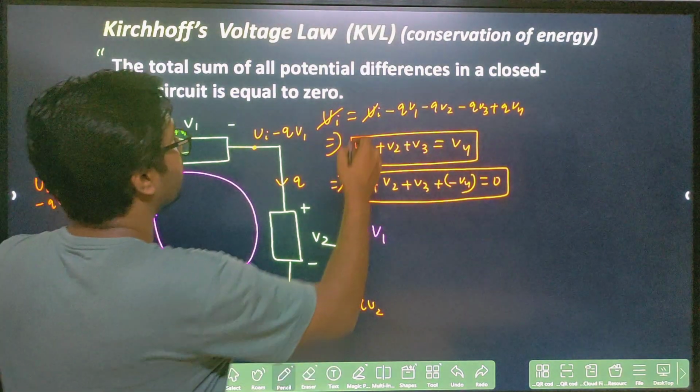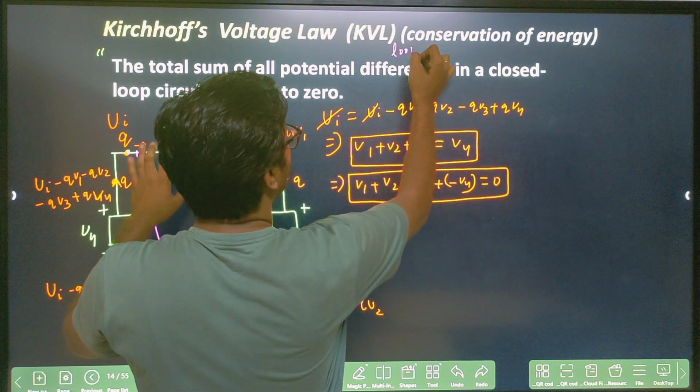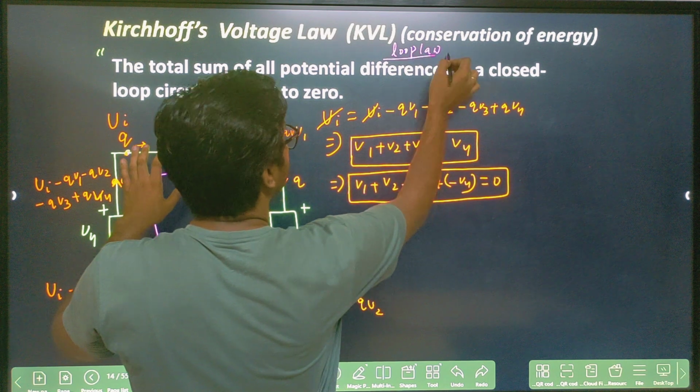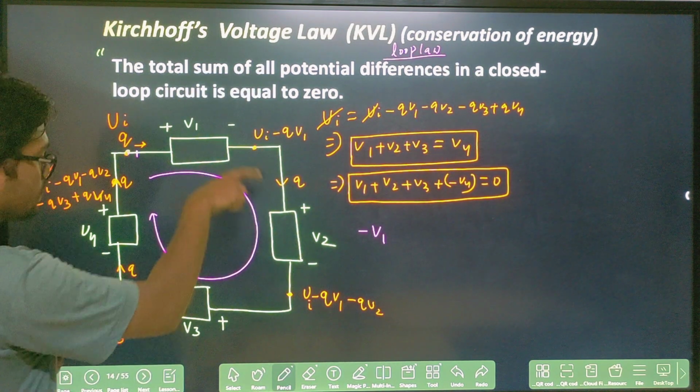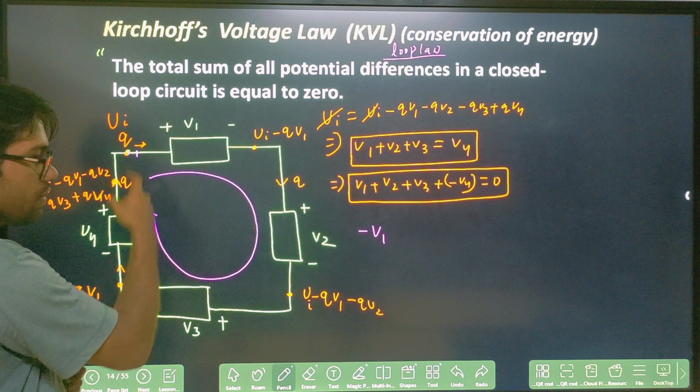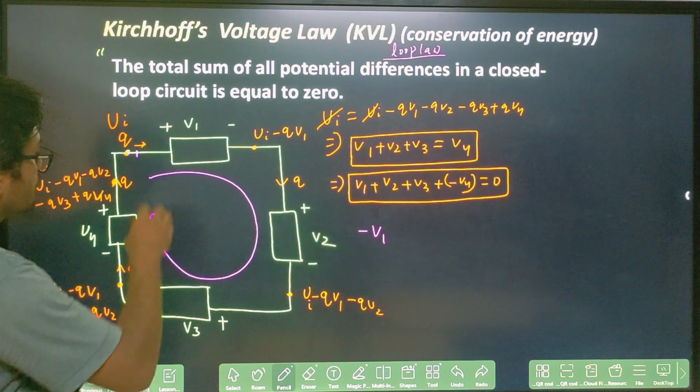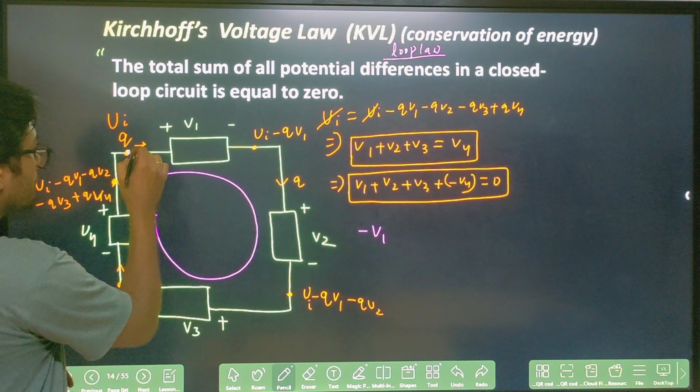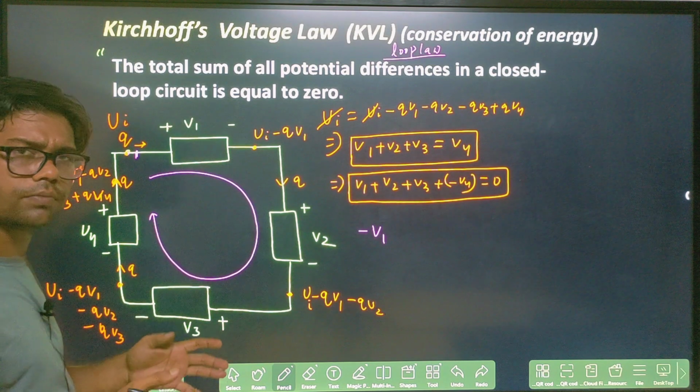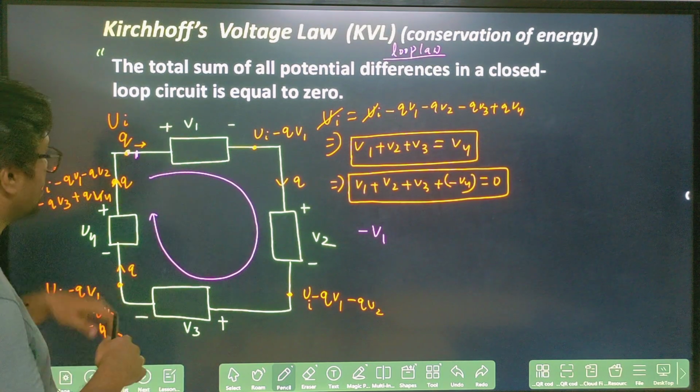That's why another name is also loop law. This loop I have taken, right? This clockwise loop I have taken. So here I am starting. Here we will do some problems, it will be clear, but try to understand here what it's saying.